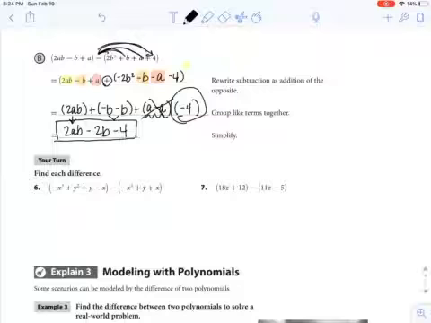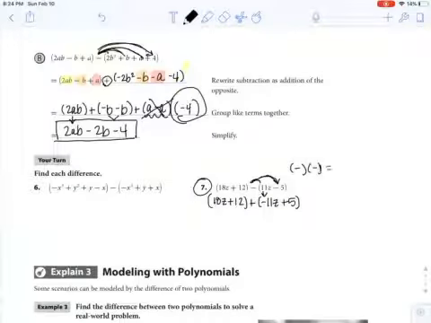Okay. So if we take a look at number 7, we're going to go ahead and distribute that negative. So we have 18z, we'll keep that in parentheses, plus 12, plus negative 11z, plus 5. Because when I distribute that negative, I get a negative 11z, and I distribute that negative here. Well, a negative times a negative always gives me a positive, which gives me that positive 5.